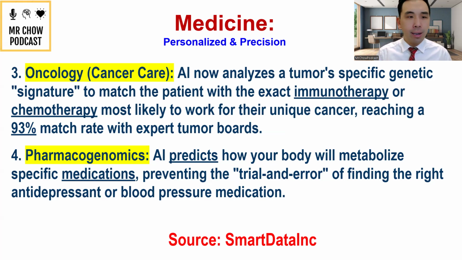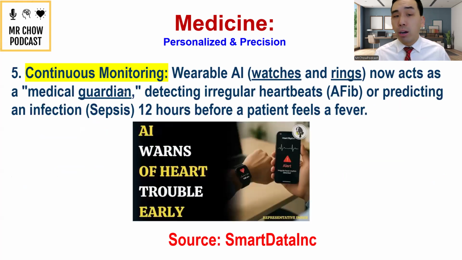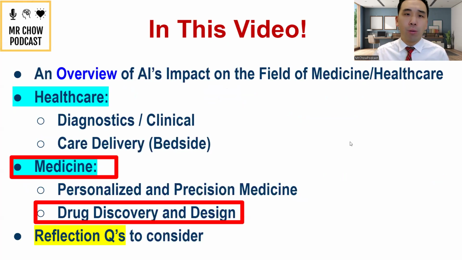Here we have pharmacogenomics, AI predicting how your body will metabolize certain medications. I thought this was really interesting, preventing trial and error in finding the right antidepressant or blood pressure medication, etc. We can also have continuous monitoring. You've seen wearable technology, and this is AI. This is watches and rings, and this has been out for years, detecting irregular heartbeats, even predicting infections earlier, before a patient even feels anything or a fever.